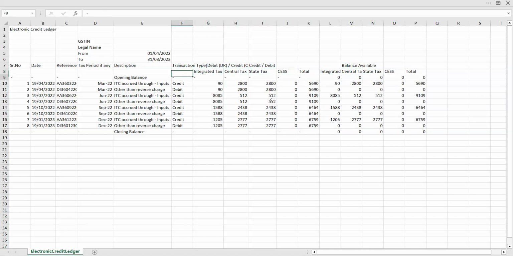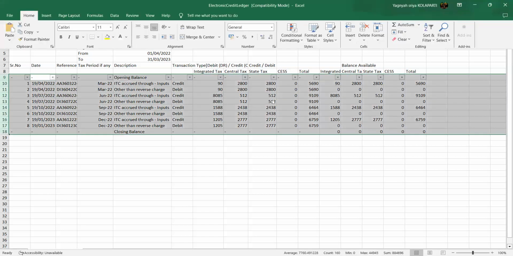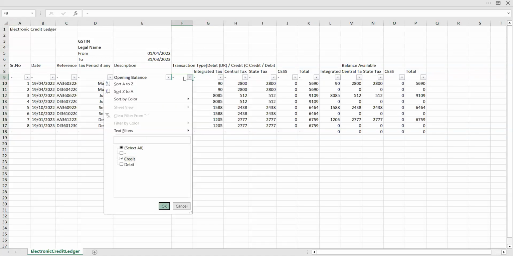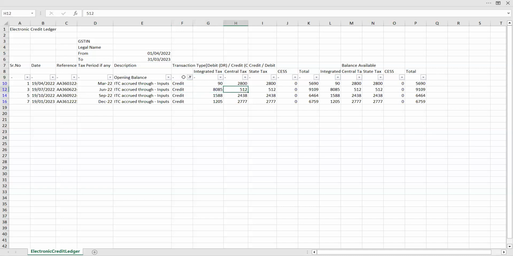After whatever transaction has happened here, what is the balance lying on that particular day? Now, if you filter credits, see, the department has given you credit, which means what? Your money is lying with the department. In accounting terms, it is very simple. The department has given you credit, that means some other party has given you credit, which means in your books it is a debit, right?